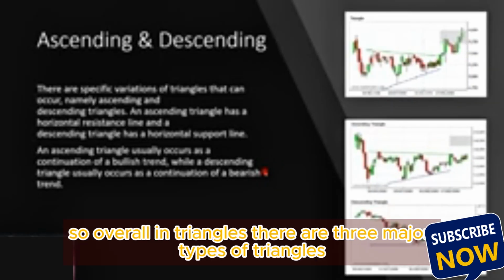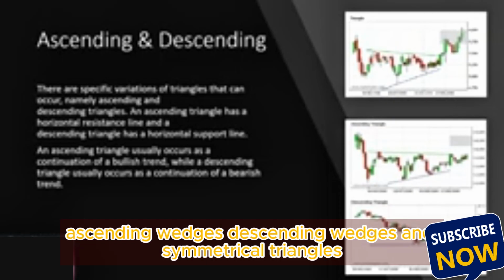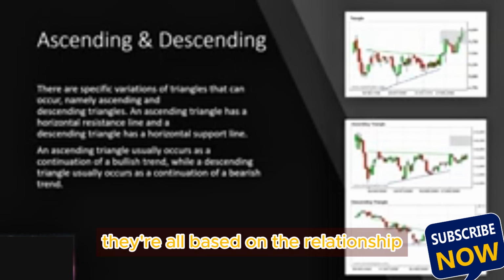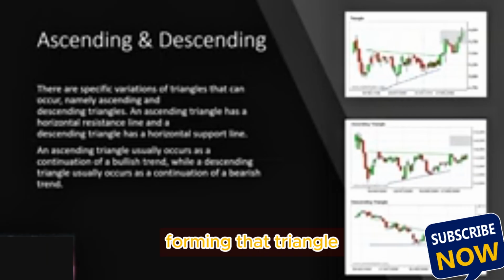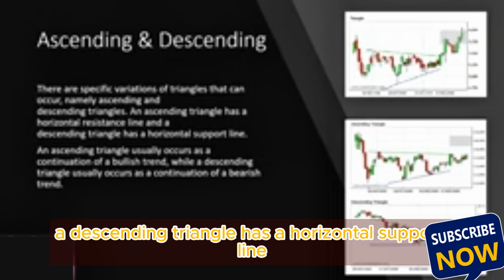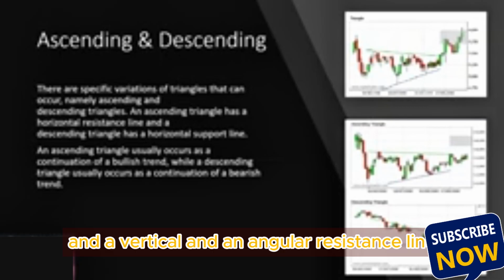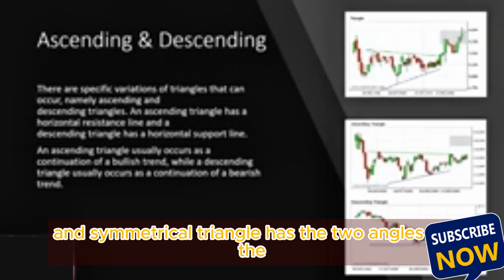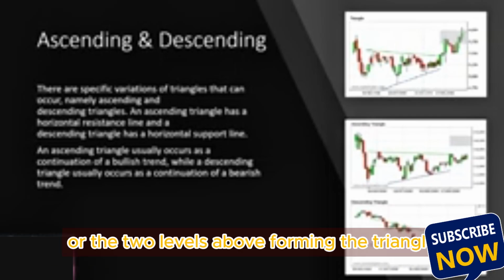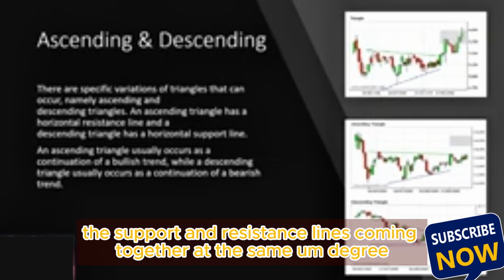So overall, in triangles, there are three major types of triangles: ascending triangles, descending triangles, and symmetrical triangles. They're all based on the relationship between the support and the resistance of the line above and below, forming that triangle. A descending triangle has a horizontal support line and an angular resistance line, where an ascending triangle is the exact opposite. And a symmetrical triangle has the two angles of the two levels forming the triangle, the support and resistance lines coming together at the same degree.